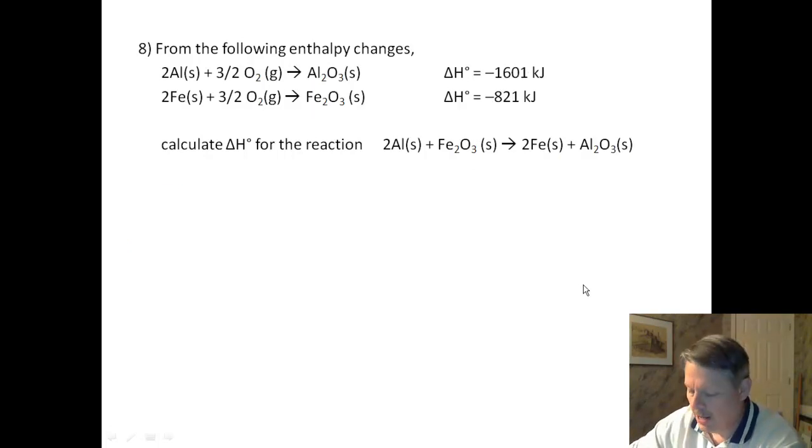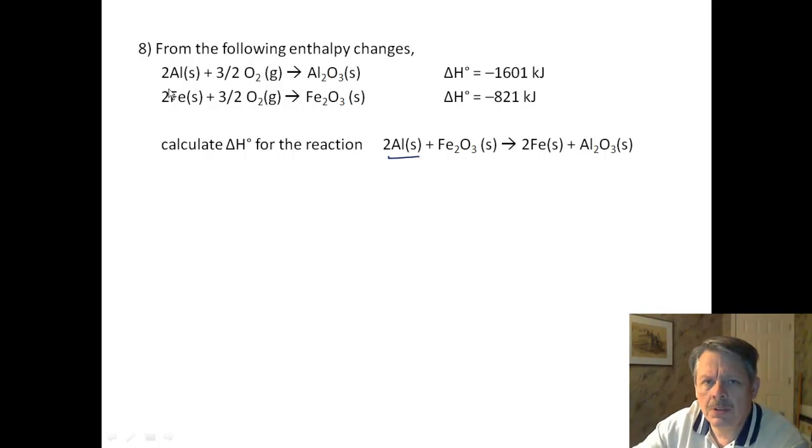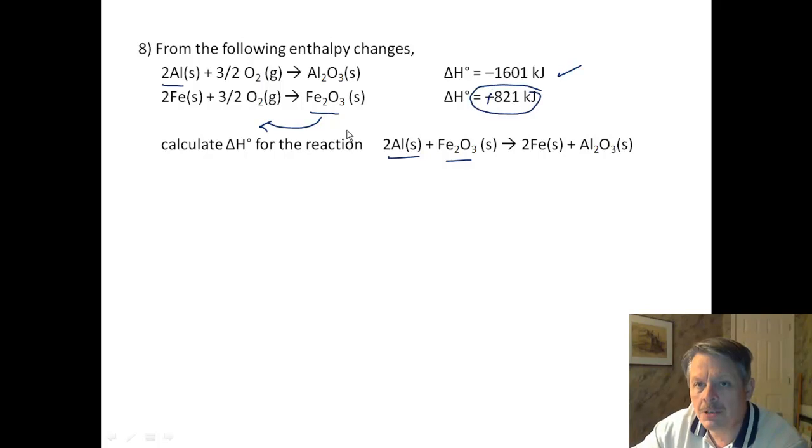Okay, number 8. Number 8, I'm looking for aluminum. And aluminum I only see in one place, which is right there. And there are 2 of them, and there are 2 of them, so that number is perfect. I don't need to change that. And I'm looking for Fe2O3, and the only place I find that is here, so it's on the wrong side, so I have to put it over there. But there is one of them, so that simply becomes a positive 821, so I had to change that.